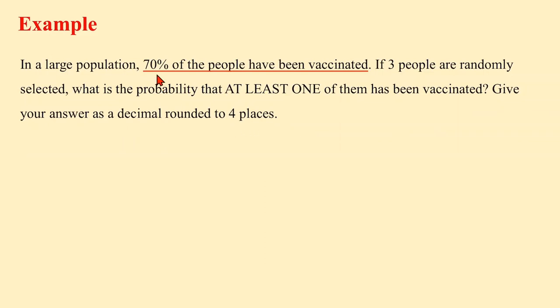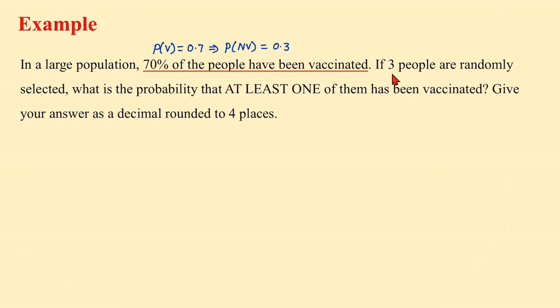So here, what we know is 70% of the people have been vaccinated. That means the probability that someone is vaccinated is 0.7. So the probability that someone is not vaccinated, let's write NV for that, will be 70% vaccinated, which means 30% is not vaccinated. So the probability will be 0.3.